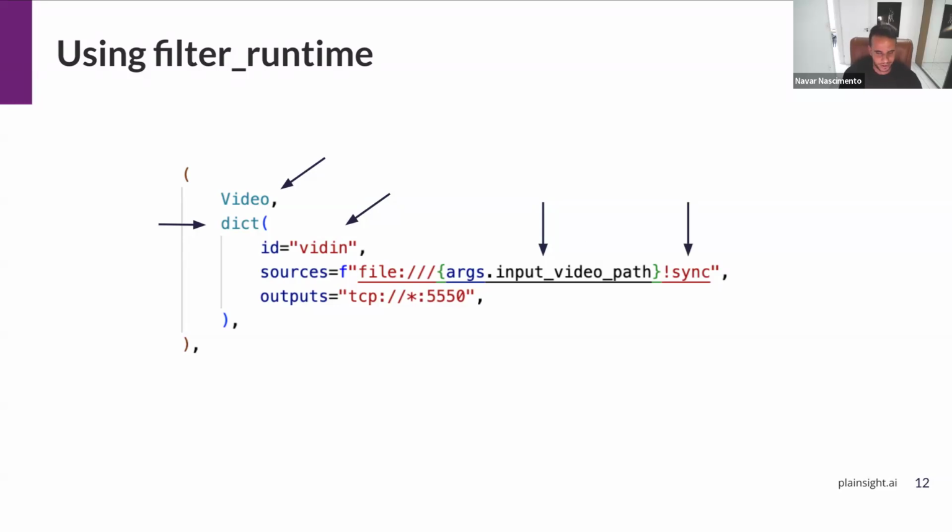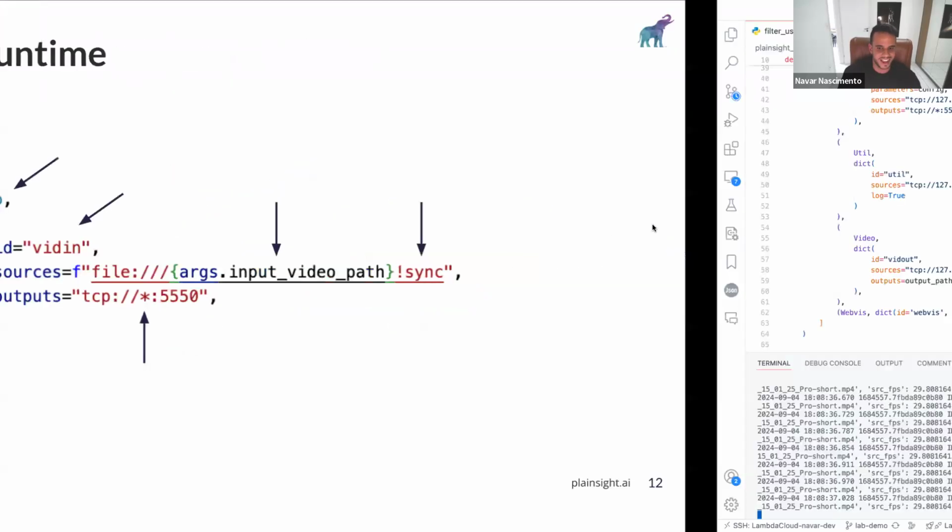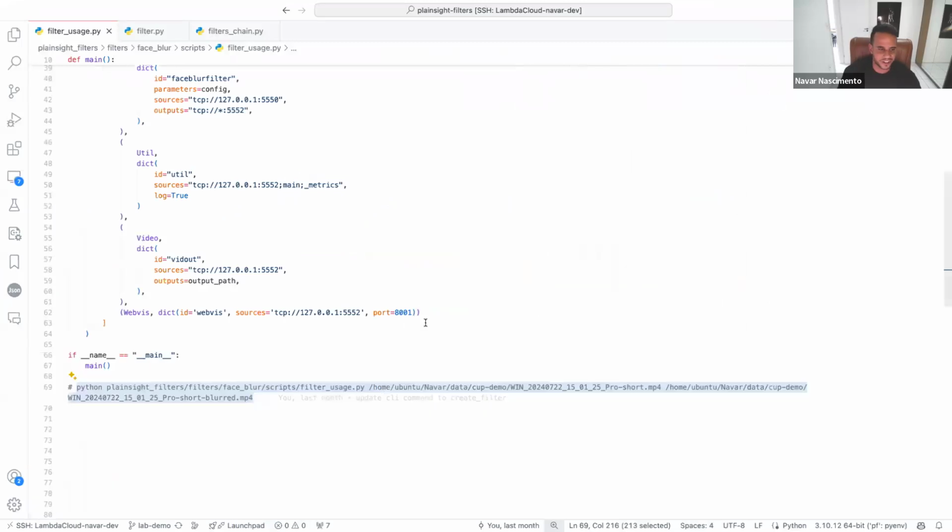For that case, in our webinar, I'm basically using sync. That is just telling the framework to run this filter as fast as it can. And I just need to assign an output to the video. Here, I'm just assigning the downstream data from the source to go, using the TCP protocol, to my localhost on port 5550, which is what I'm basically going to be using. So let's switch back to the code and see how that looks in practice.